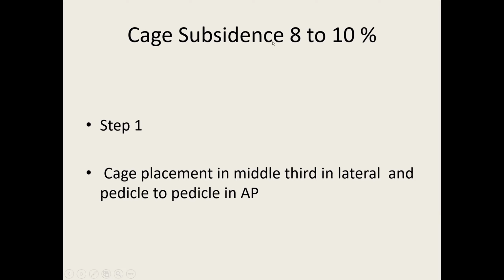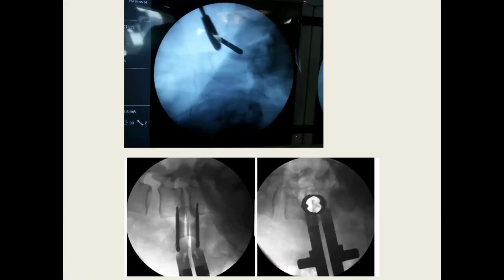But there are some steps to prevent subsidence. One is proper placement. It should be in the middle third and it should be from pedicle to pedicle, as Dr. Sudhir showed in his surgery. So to have that, the entry point should be the proper place. If one enters the disc at the center or at the junction of the anterior third and the middle third, then when one places the tubular retractor, we have to work at the center of the body. If one places it anterior or posterior, the chances of cage migration or subsidence are higher.